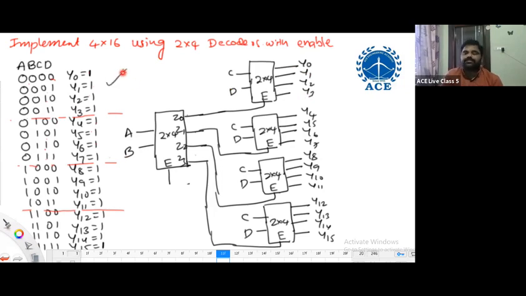First part is done. When AB is 0, 1, Z1 only is 1, these 3 are zeros. That means this is the only decoder that is enabled. Now depending on CD, 1 of Y4 to Y7 is 1. Yes, correct. Second part is done.